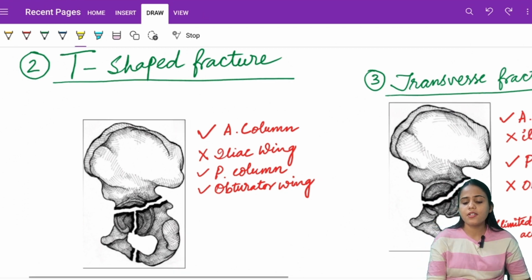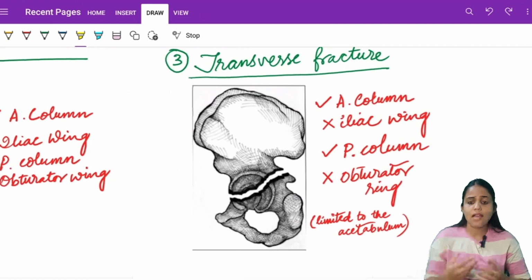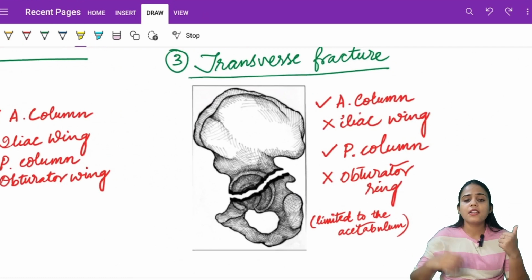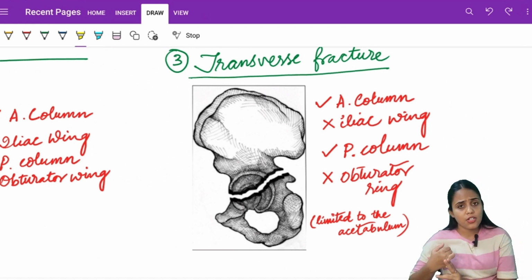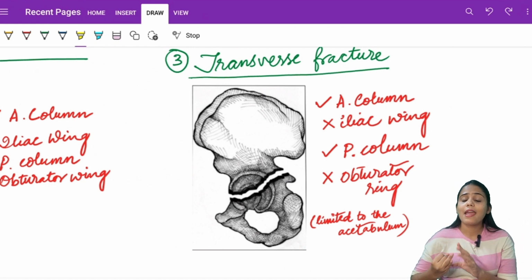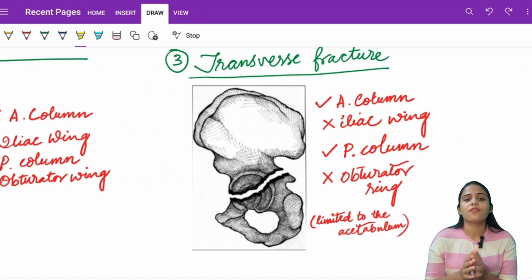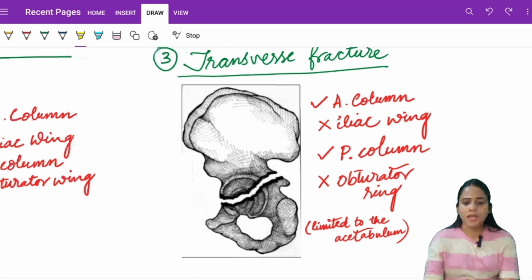The next fracture is a transverse fracture. In transverse fracture, as we can see in the image, anterior column is involved, posterior column is involved, but neither is there any extension to the iliac wing, nor is there any extension to the obturator ring. So as a result, there will be disruption of the iliopectineal line and ilioischial line, without any disruption of the margins of the obturator ring, without any disruption of the iliac wing structure. And this fracture is usually limited to the acetabulum.